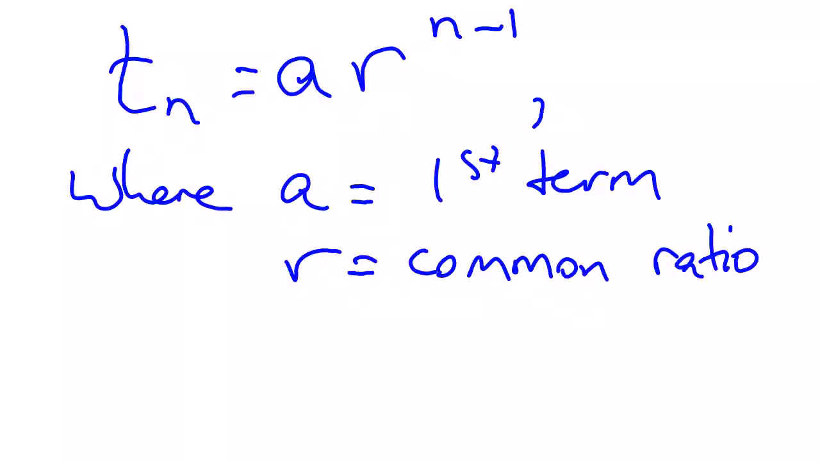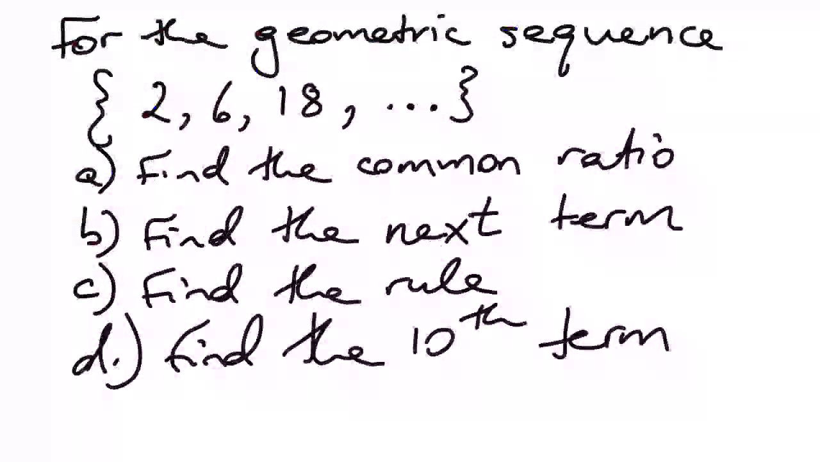Okay. Let's do a couple of questions, see if we can get this finished before my battery runs out. Here's my sequence. 2, 6, 18. Question A is find the common ratio. Find the next term, find the rule, and find the 10th term. Press pause, have a go.